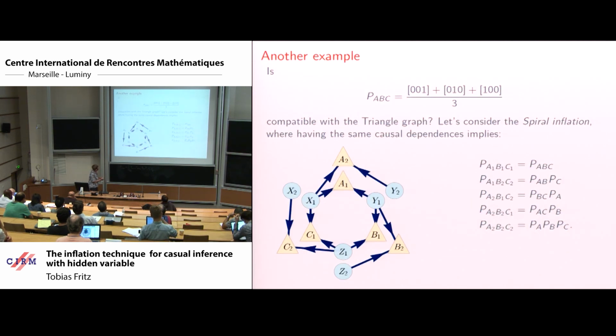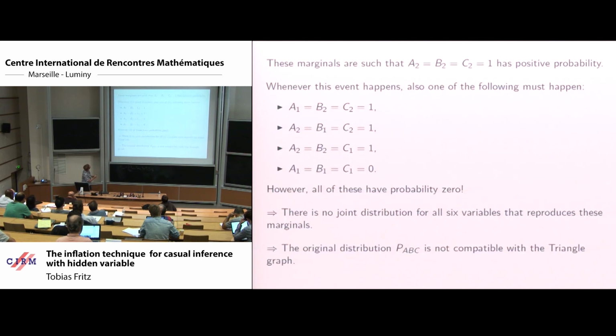Namely, by this equation, we can see that the event that A2, B2, and C2 are all 1 has positive probability because, well, we can just write down what the probability is. And here we see that each one of them has positive probability to be 1. Therefore, also that they all are 1 has positive probability. So that means whenever this happens, one of the 2 variables is 1.